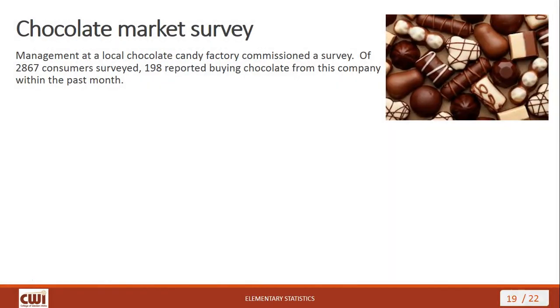Let's look at an example involving chocolate. Of course, we're going to involve chocolate. I mean, you got to know. I mean, this is going to be like one of the themes for the class is chocolate.